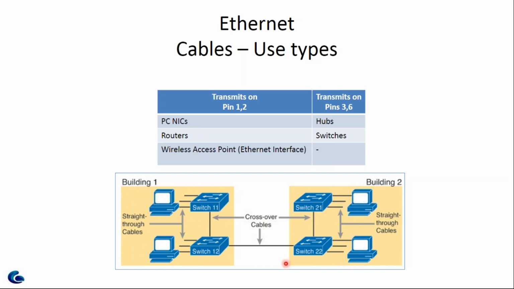So if you see the diagram below, whenever I am connecting switch to switch, it is a crosswire, but whenever I am connecting a PC to a switch, it's a straight through. Simple to understand. I'm sure most of you must already know about it, right?